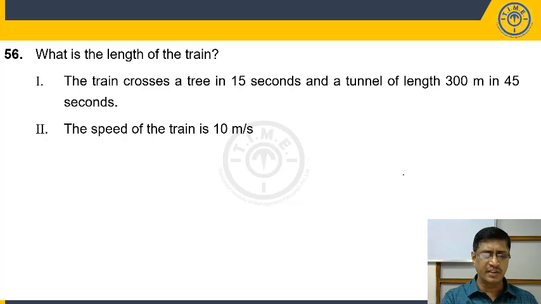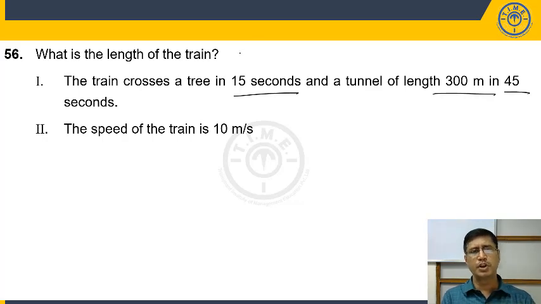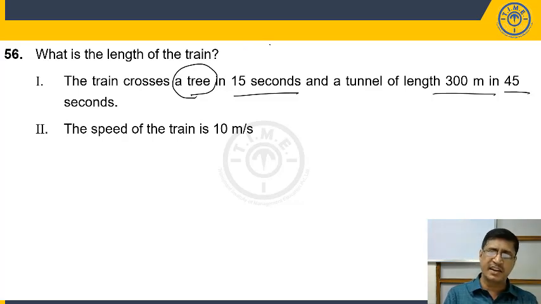What is the question number 1? What is the length of the train? So the length of the train is to be found. In the first statement, the train crosses a tree in 15 seconds and a 300-meter tunnel in 45 seconds. Distance is equal to speed into time. When the train crosses objects such as a tree, man, or pole, the distance is the length of the train. So I am taking the length as L. The time here is 15 seconds. So distance by time will give the speed.